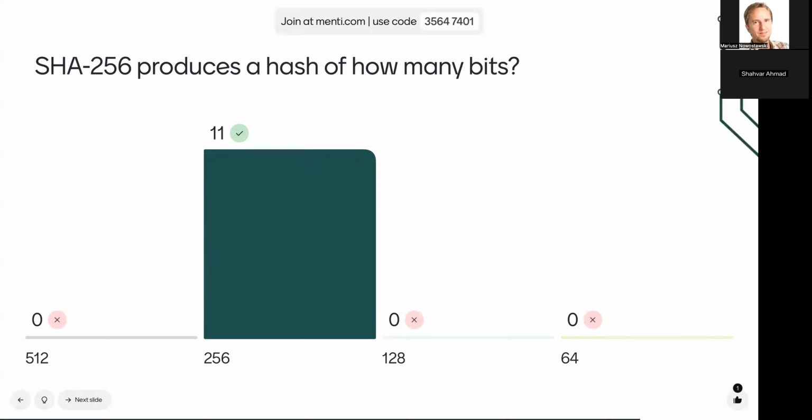We have different names also. So there is a SHA-1. How many bits did this one have? 128. So SHA-1 was 128. SHA-2 was 256, and now it's renamed to this one because it was a little bit confusing. And then SHA-3 is 512.